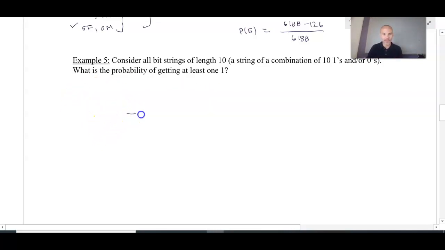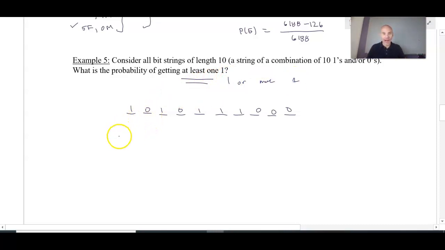So what we're dealing with here is 10 digits, 1, 2, 3, 4, 5, 6, 7, 8, 9, 10. One possible one would be 1, 0, 1, 0, 1, 1, 1, 0, 0, 0. I'm just making that up. That's just one possible sequence. Now, I want to know what's the probability of getting at least 1, 1. Well, again, that means 1 or more 1.